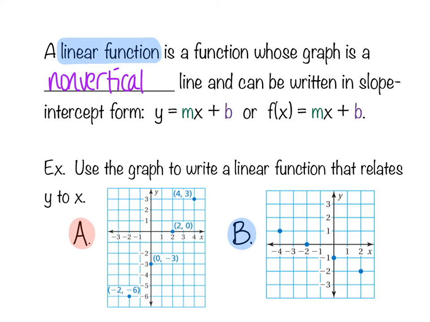Now, the reason that it has to be non-vertical is because if it's vertical, two things happen. First of all, it doesn't pass the vertical line test, so it wouldn't be a function. Although it's a line, it's not a function. And remember, by the way, if it was a vertical line, it cannot be written in slope-intercept form. We'd have to write x equals a number, right? So that makes sense. We can't write it in slope-intercept form, so it wouldn't be a linear function.